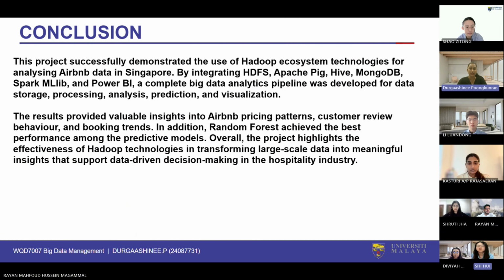In conclusion, the project successfully achieved all research objectives. We analyzed Airbnb pricing and customer review trends, developed predictive models, and built a complete big data pipeline using Hadoop ecosystem technology. The result shows that combining multiple tools provides a scalable and effective solution for Airbnb and the hotel industry in analytics. Thank you.